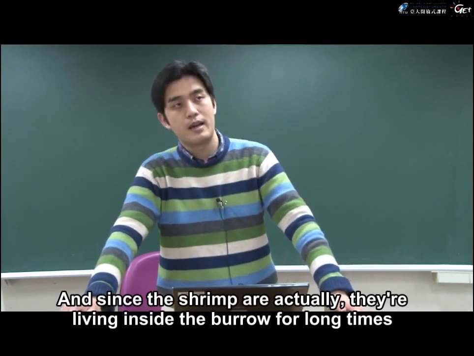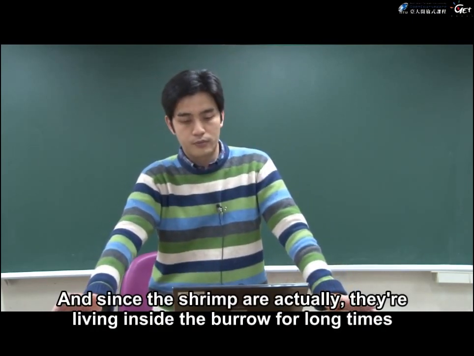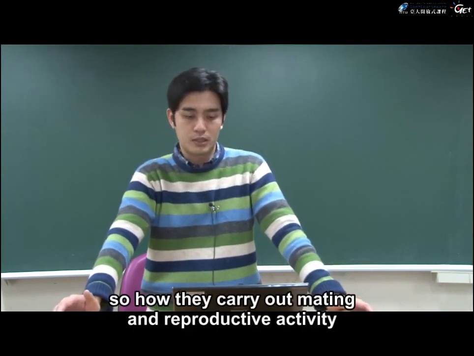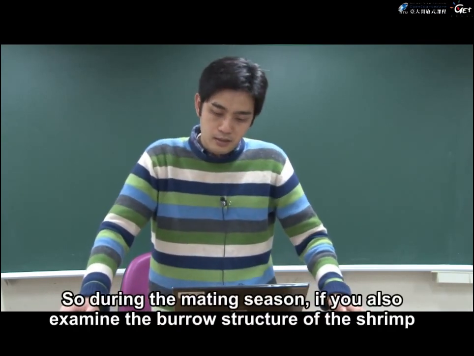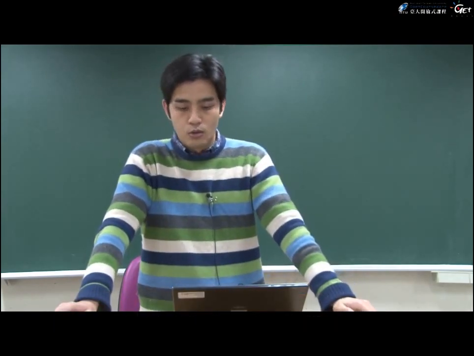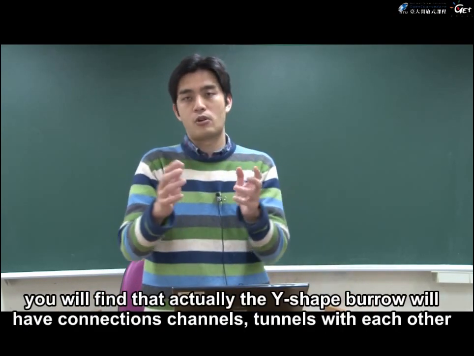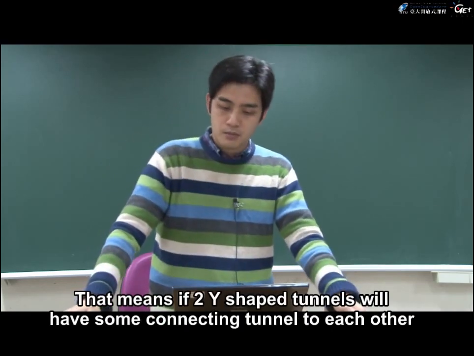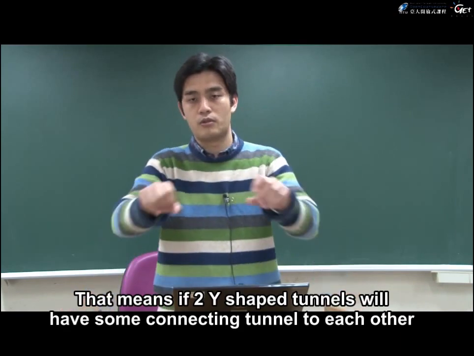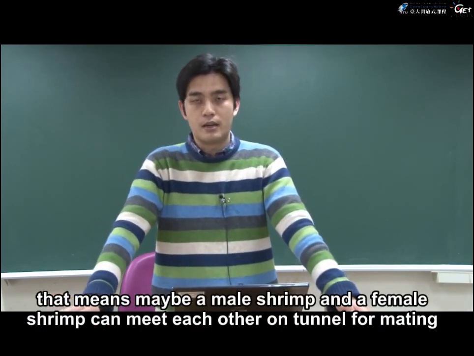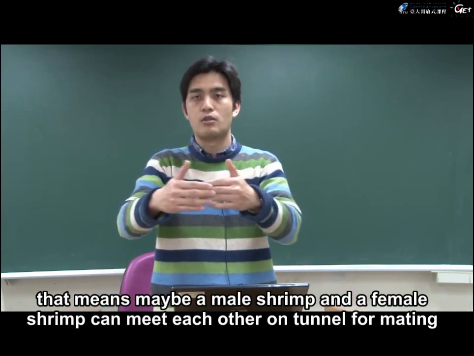And since the shrimp are living inside the burrow for a long time, how do they carry out mating and reproductive activity? During the mating season, if you examine the burrow structure of the shrimp, you'll find that the Y-shaped burrows have connecting channels, tunnels to each other. That means two Y-shaped tunnels will have some connecting tunnel to each other, and a male shrimp and a female shrimp can meet each other in the tunnel for mating.